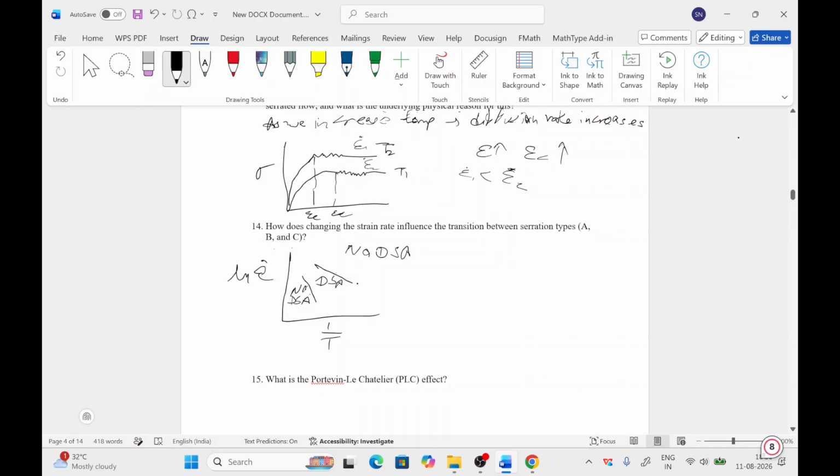And the serrated flow type at this line is A, and between, within the DSA region, it is B, and at this point it is C. Yeah, so type C is this type of change in stress with strain.